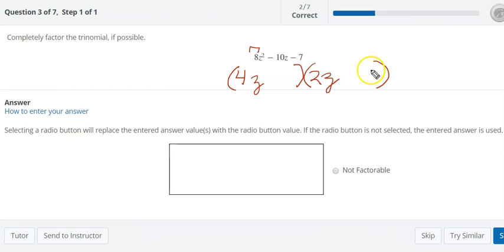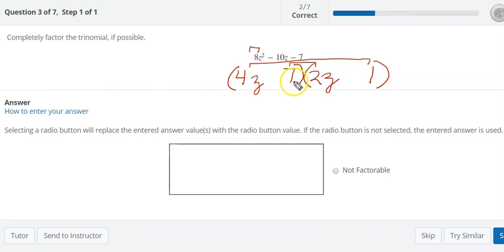Now, I can look at my C term, and that looks like it's prime. So I could put a 7 there. That would give me a 28, so that's not a good spot. So I'm going to try the 7 there and the 1 there. I think I see it now. When I do my outers, I get a 4. When I do my inners, I get a 14. 14 minus 4 is 10.